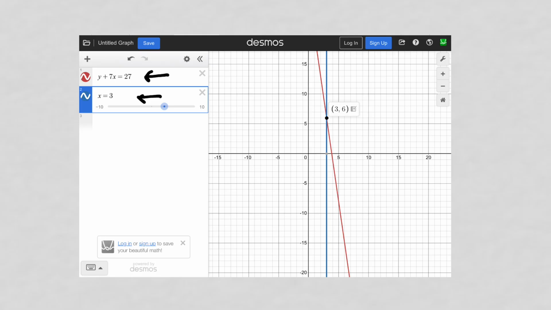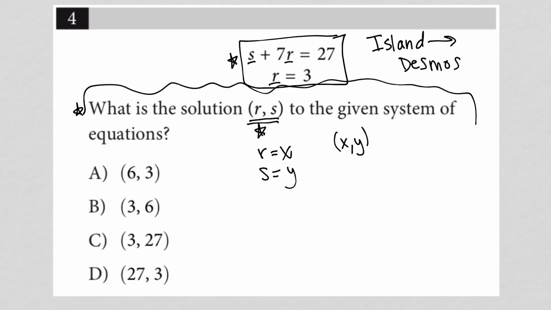And we can see that the point of intersection is here at 3, 6. Therefore, R is 3 and S is 6. And therefore, our answer is 3, 6. So going back here to the answer choices, this means that choice B is the correct answer here.